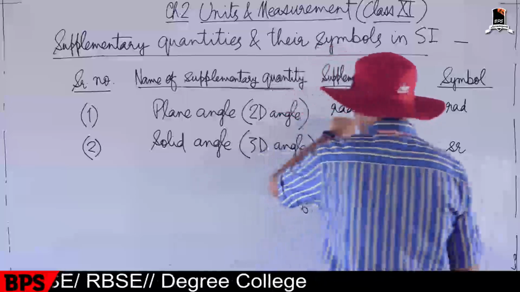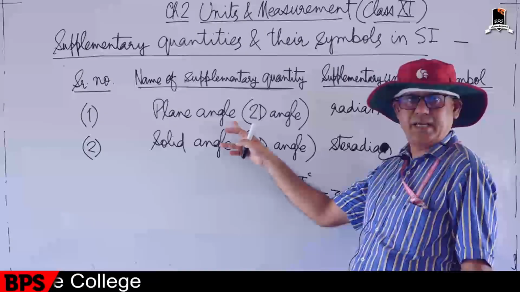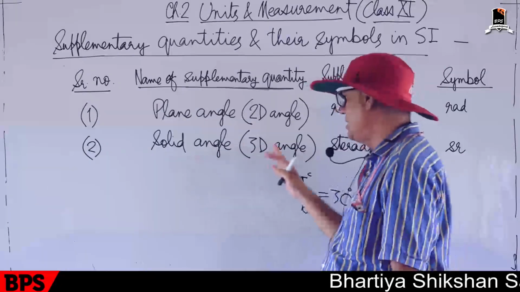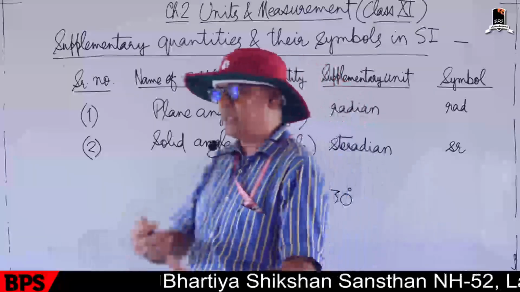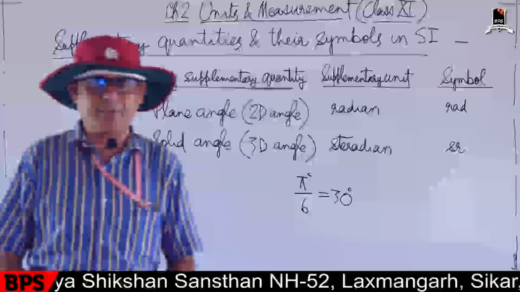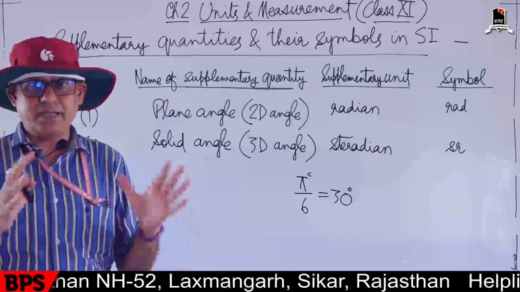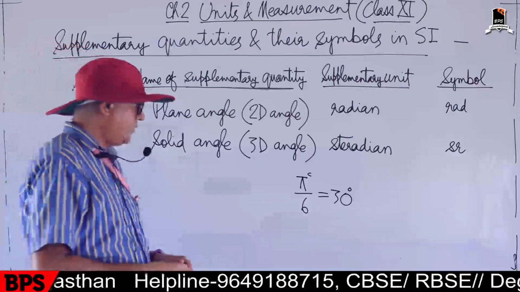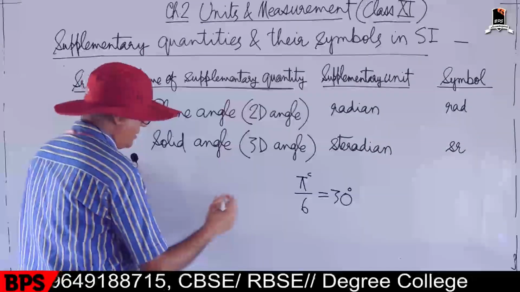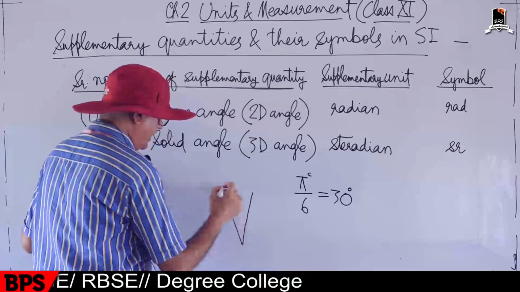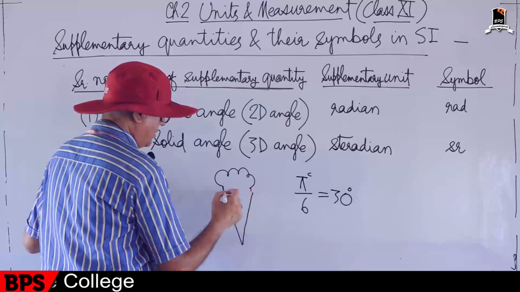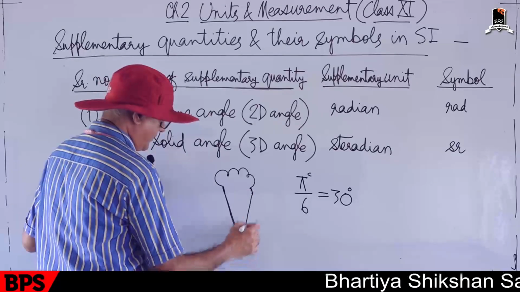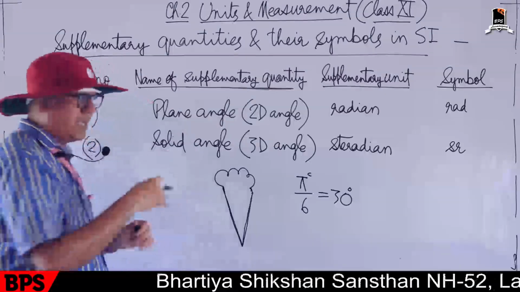So this is the unit used for plane angle, and this unit steradian is for solid angle, three-dimensional angle, angles which come outside of the plane of the paper, which are not contained in 2 dimensions but contained in 3 dimensions. If you have tasted softy, this is a softy cone in which some ice cream is filled up.